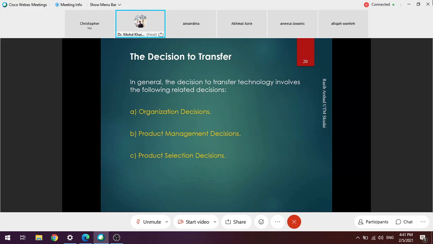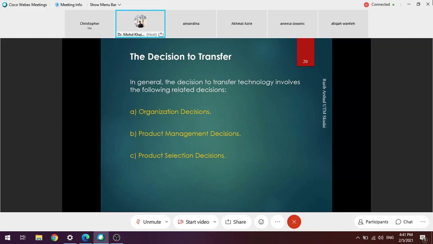You have a lot of products. You have product A, product B, product C, and so on and so forth. So you must have a product management decision. They know about this product. They know what is the limit of this technology, what is the requirement of this technology and so on. So you have to have the product management decision.